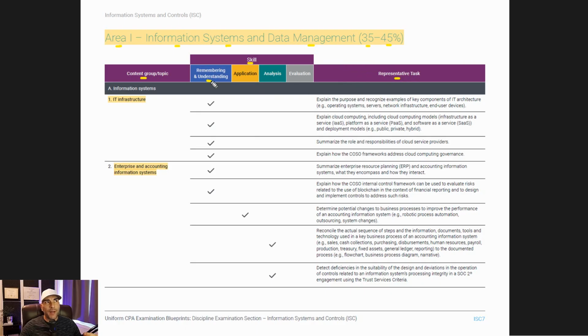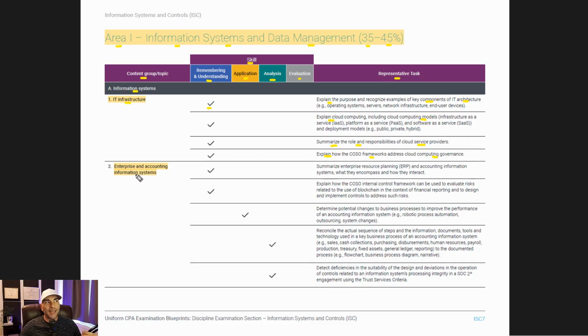So you can see here that we have remembering and understanding, application, analysis, and there is no evaluation for the ISC exam. For our first section, information systems related to IT infrastructure, the majority of these questions are going to be related to remembering and understanding. So you're going to need to be able to explain the purpose and recognize examples of key components of the IT infrastructure. You're going to need to explain cloud computing, including cloud computing models. You're going to need to be able to summarize the role and responsibilities of cloud service providers and to explain how the Committee of Sponsoring Organizations frameworks address cloud computing governance.